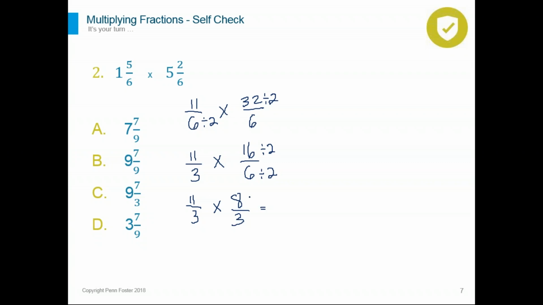multiply across. 11 times 8 is 88, and then 3 times 3 is 9. This is an improper fraction. I need to switch it back to the mixed number form.